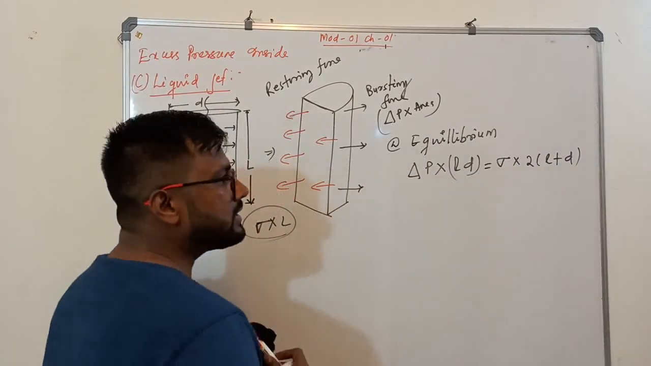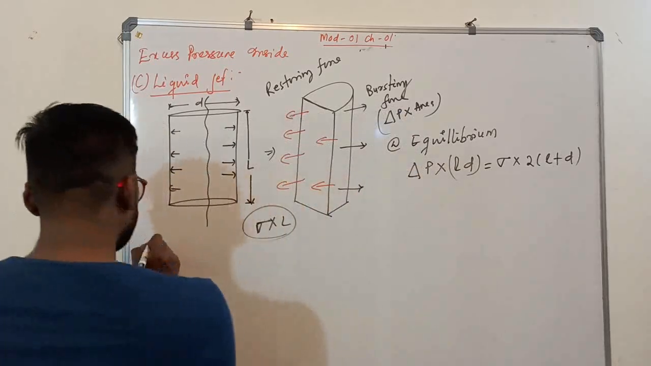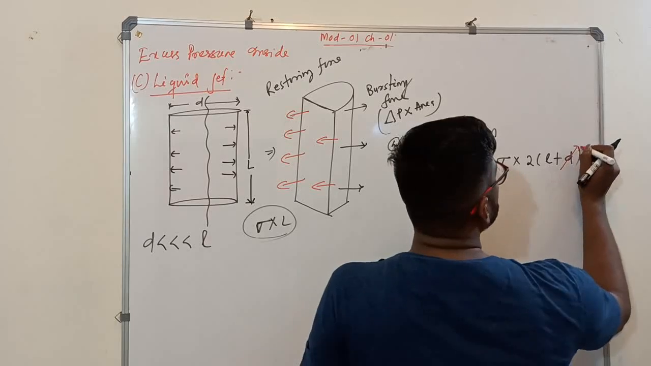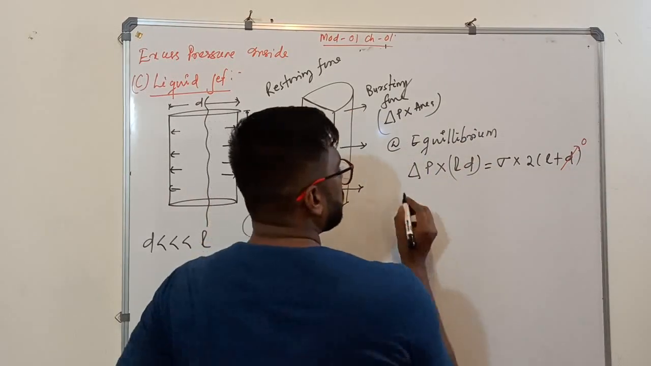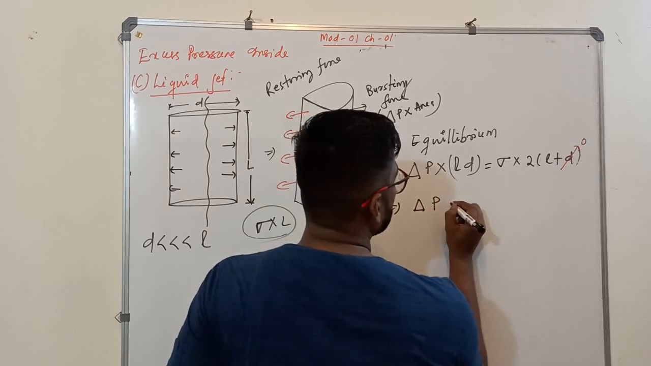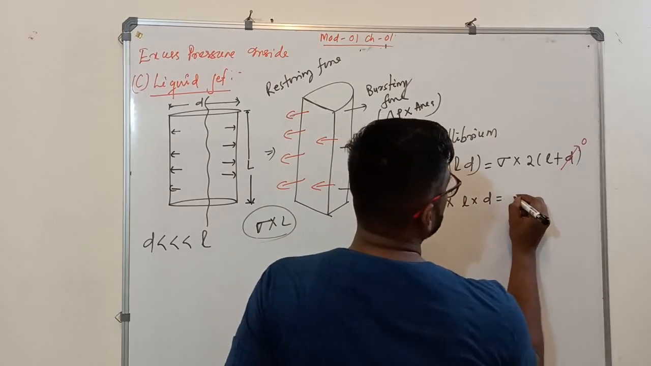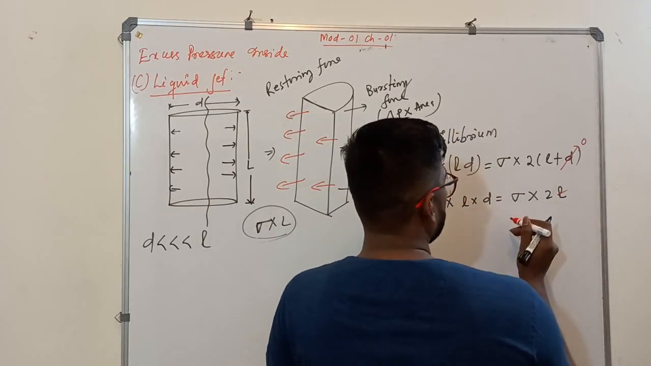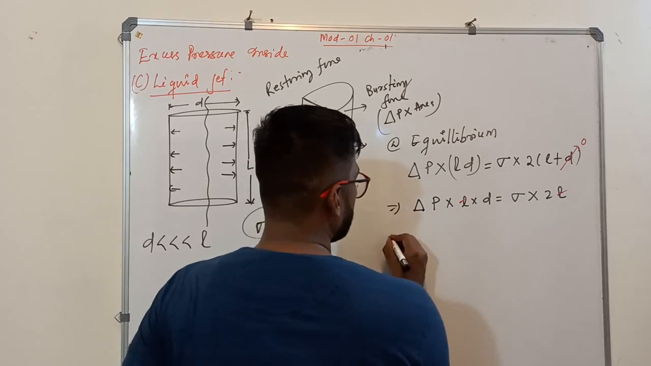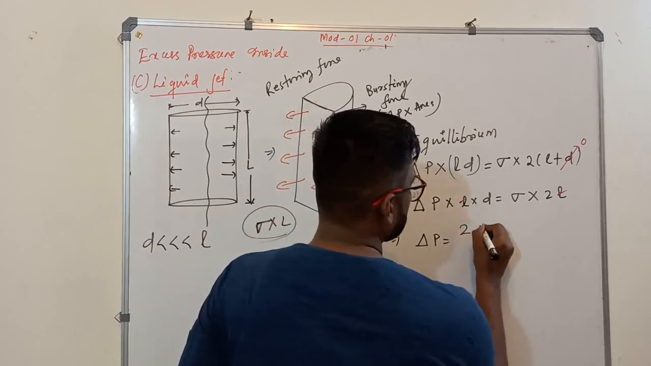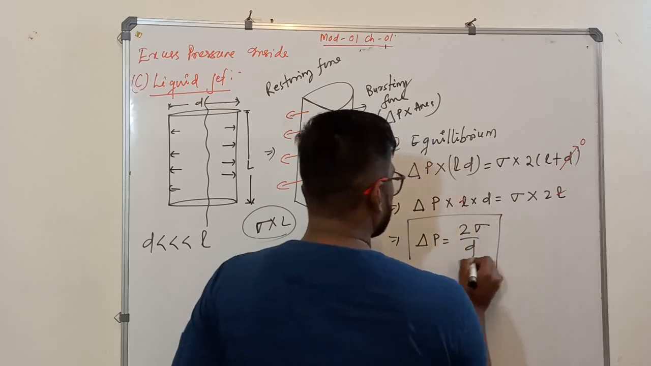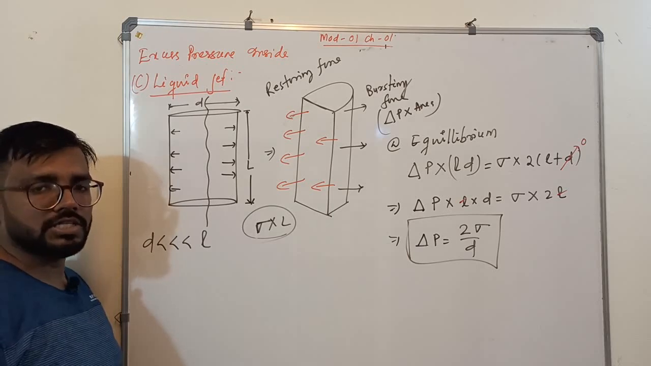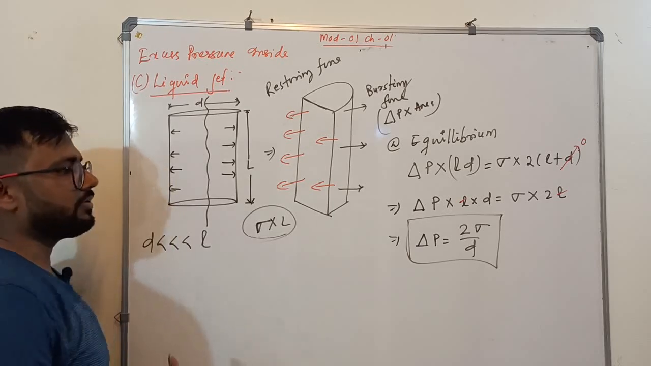Normally what happens in a liquid jet? The D is very much less than L, so we can neglect the D here straight away. So delta P into L into D is equal to sigma into 2L. L cancels. So delta P is nothing but 2 sigma by D. This is the excess pressure inside a liquid jet.